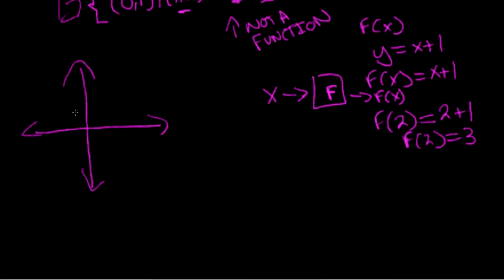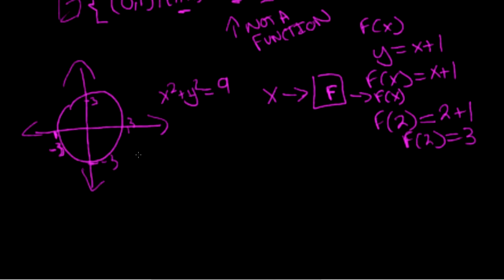We'll let the radius be 3. So 3, 3, -3, and -3. So the equation of a circle would just be x squared plus y squared, which is equal to the radius squared, which is equal to 3 squared, which is equal to 9.